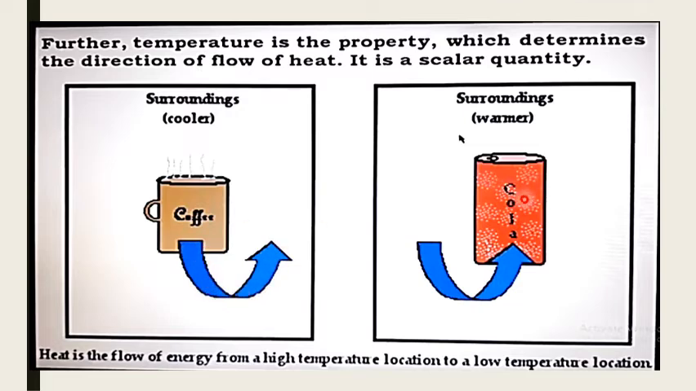In this second diagram, the surrounding is warmer. Here you can take an ice cube, so it is a cold object. So heat is transferred from the hot body, you can see this arrow, from the hot body to the cold body. Okay, so heat is the flow of energy from a high temperature location to a low temperature location.